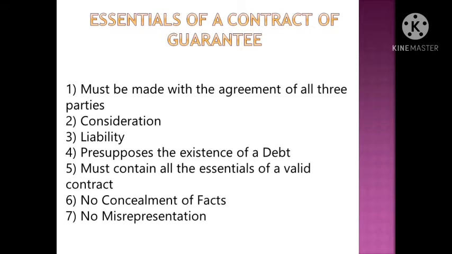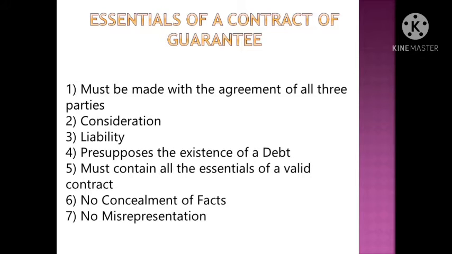Fifth is that it must contain all the essentials of a valid contract. Since a contract of guarantee is a type of contract, all the essentials of a valid contract will apply to a contract of guarantee as well. Thus, all the essential requirements for a valid contract such as free consent, valid consideration, offer and acceptance, intention to create a legal relationship, etc. are required to be fulfilled.